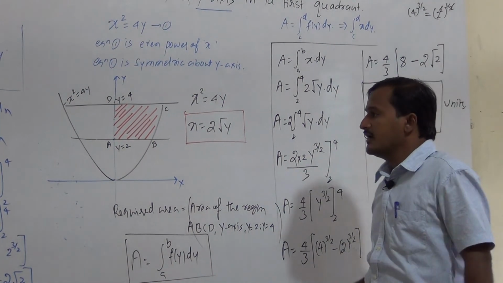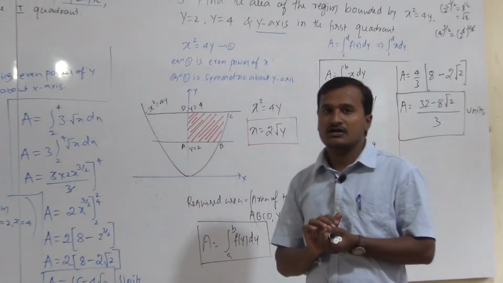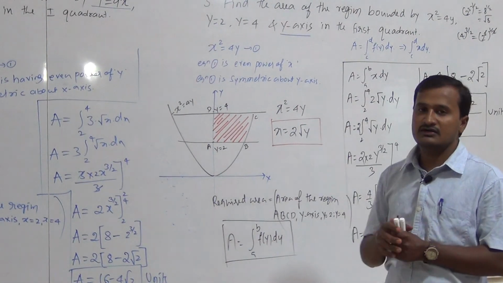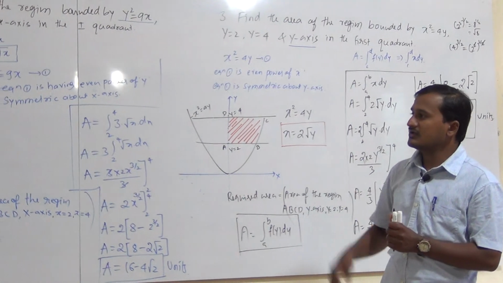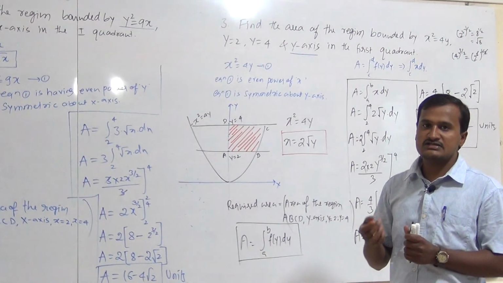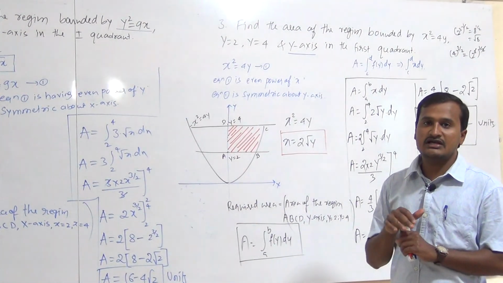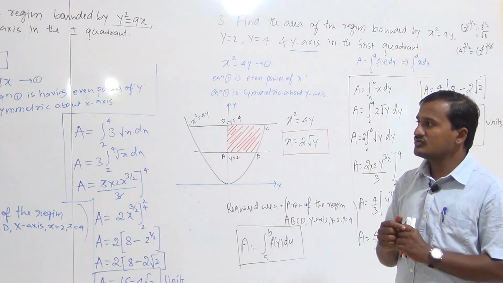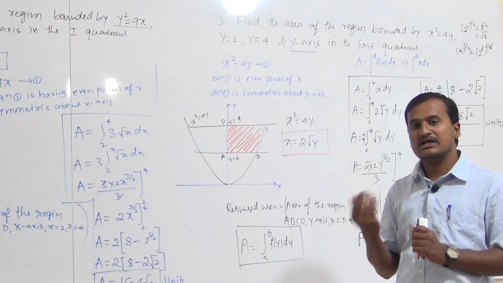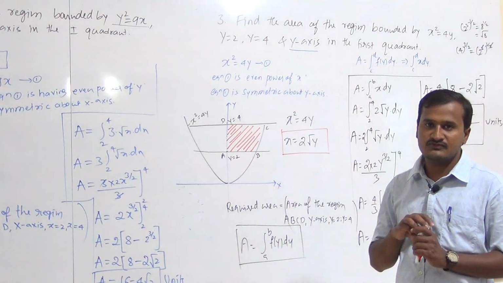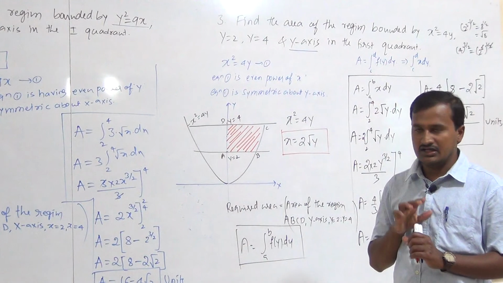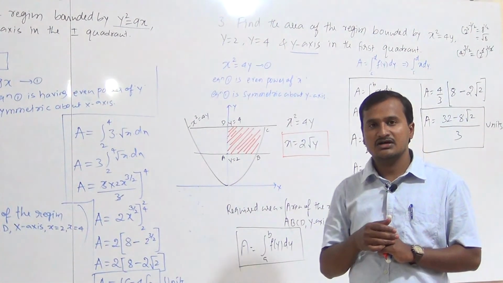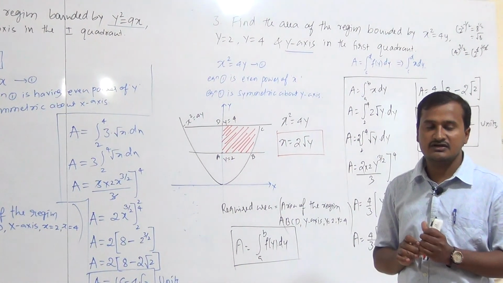So here first you should draw the rough diagram of a given equation of a curve. After that you have to check whether it lies on the x axis or on the y axis. If it lies on the x axis, then you have to use f of x into dx. If it lies on the y axis, then you have to use the formula f of y into dy, right? So up to this, and the remaining we will continue in the next class.